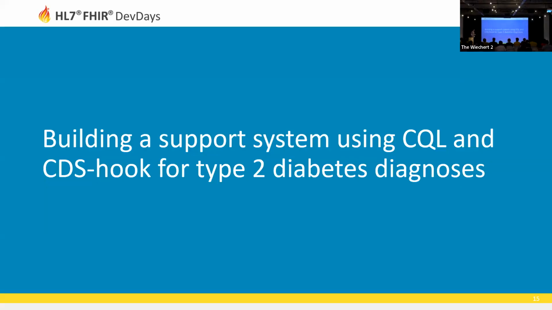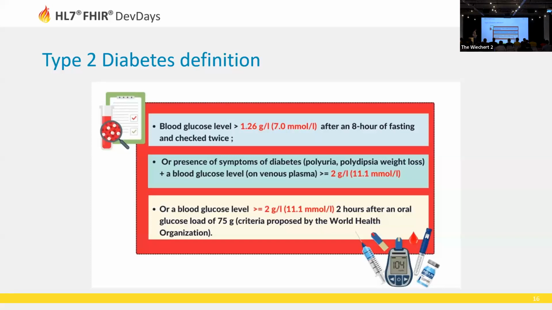So now I will talk about building a decision support system using CQL and CDS-hooks for type 2 diabetes diagnosis. As I said, it is really a simple example where we're just going to inform the user that we found out that the patient they're viewing has diabetes. So first you have to take the criteria that make someone diabetic.